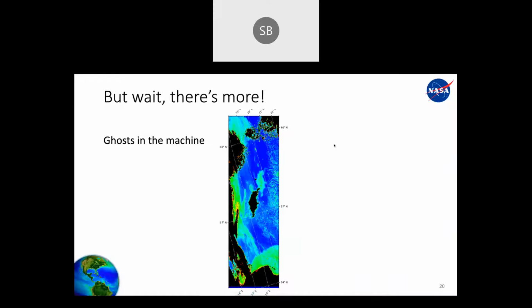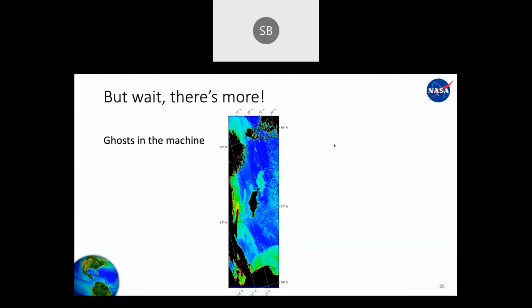Oh, but there's more. I'm afraid we have some ghosts in our machine. You can see this image here. There's an island in the middle of the scene, and there appears to be a duplicate of that island a little bit to the north and east of its location.